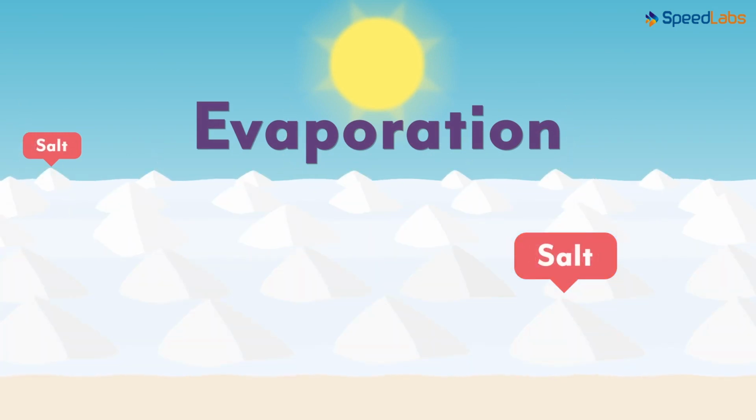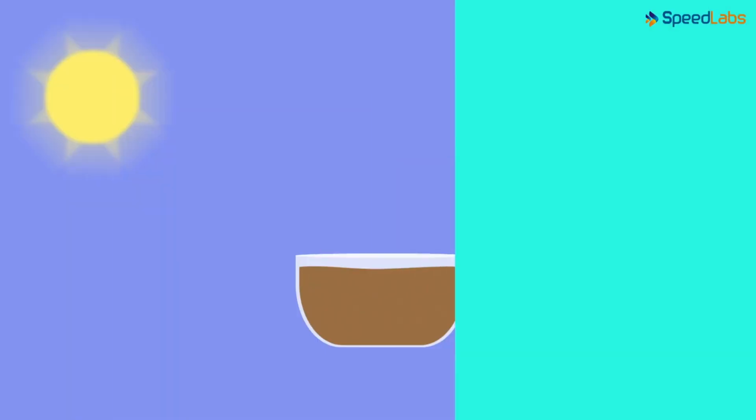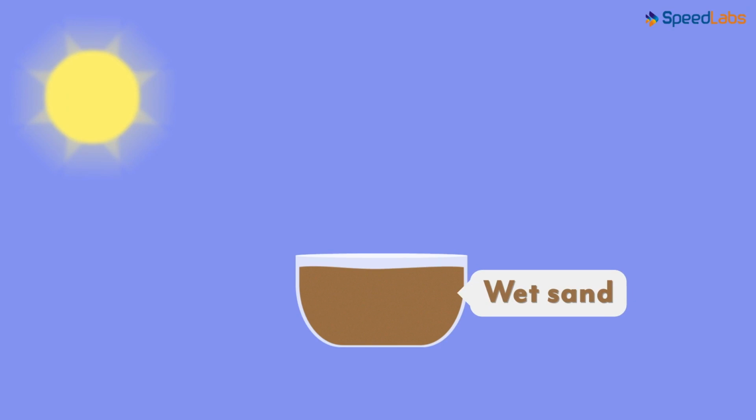Let us take another example to understand the process of evaporation better. If I have a bowl of wet sand and I leave it in the sun for a while, then the moisture will evaporate and leave behind only the sand.